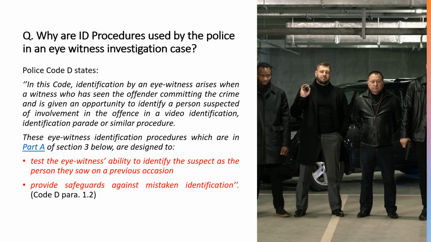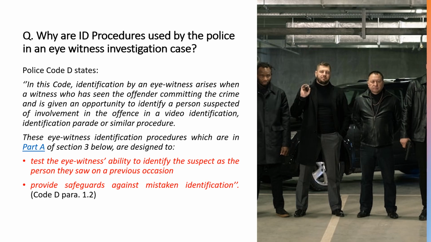Question: why are ID procedures used by the police in an eyewitness investigation case? Well, this is answered by Police Code D, which states, in this code, identification by an eyewitness arises when a witness who has seen the offender committing the crime is given an opportunity to identify a person suspected of involvement in the offence in a video identification parade, or similar procedure.